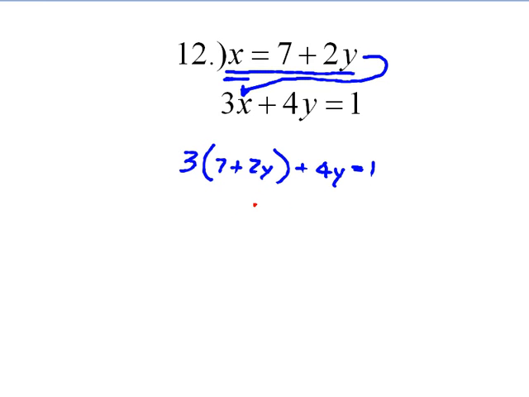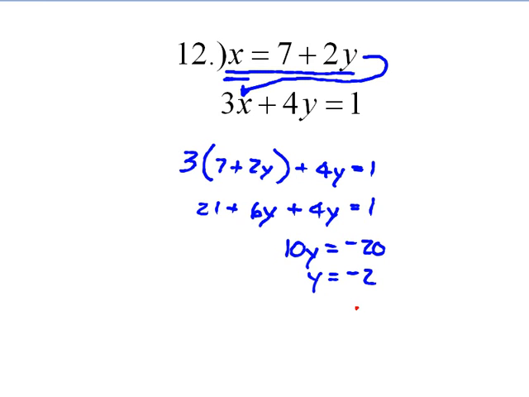And we know how to solve this from the earlier sections. We end up with 21 plus 6y plus 4y equals 1. We'll combine the y's into 10y, and we'll subtract 21 from this side, giving us a -20. So what does y equal? Right, -2.